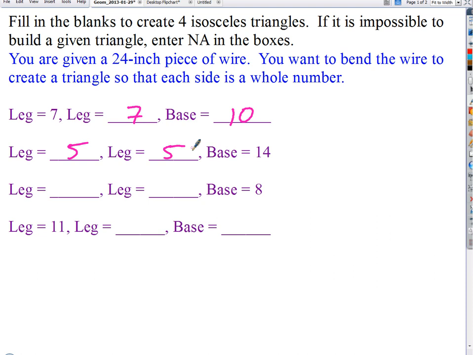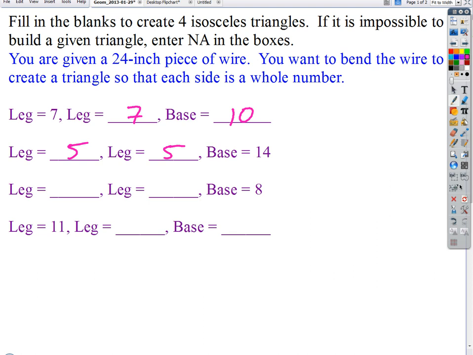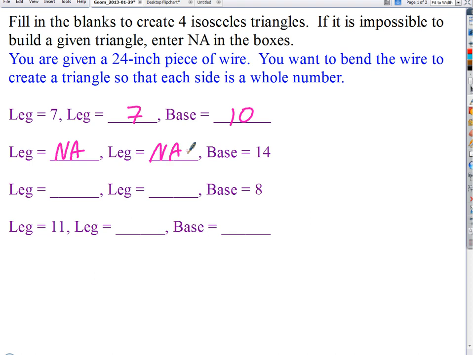How come it wouldn't work, somebody? Because 5 and 5. Here, go ahead. 5 plus 5 is not greater than 14, so that can't work. Good. So this would be a case where we would have to put in NA, because it can't work.